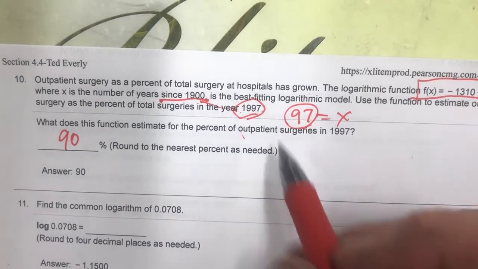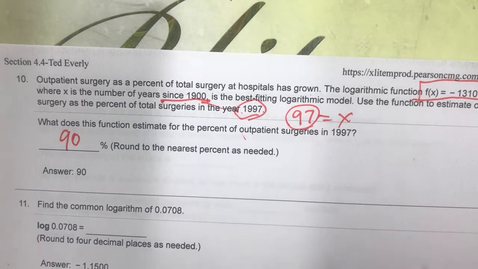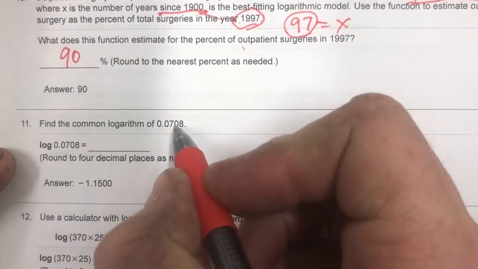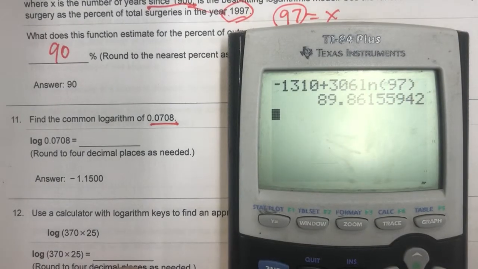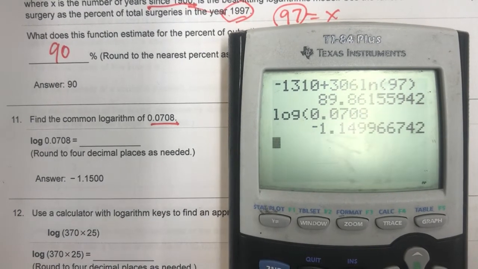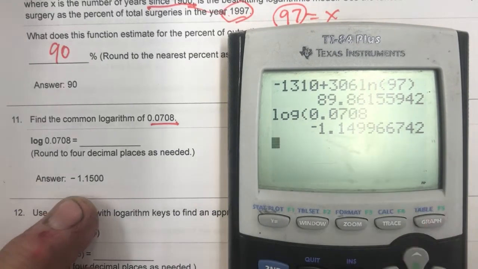So in 1997, the percent of outpatient surgery is 90%. Number 11, find the common log of this. So we're just going to do natural log of that. So just type it in. Not natural log, log. 0.0708. And I get this -1.1499, which is 1.15.